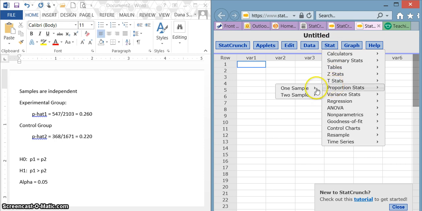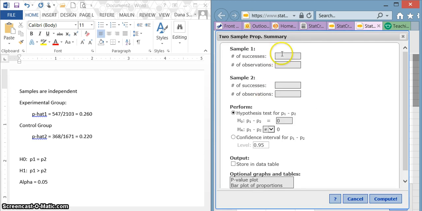On the right, we have StatCrunch open, and we're going to go to Stat, down to Proportion Stats, to Sample, with Summary. In my first sample, the successes, 547 out of the observations, 2,103. In sample 2, the number of successes, 368 out of the number of observations, 1,671. We're doing the hypothesis test.